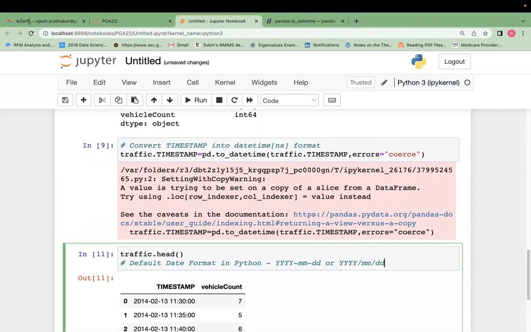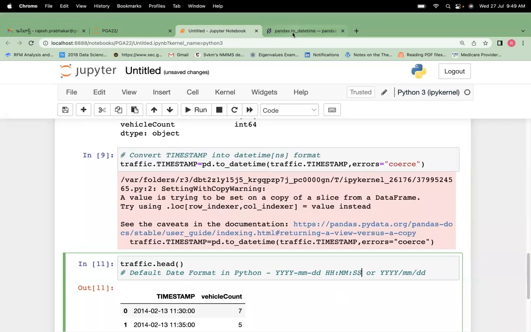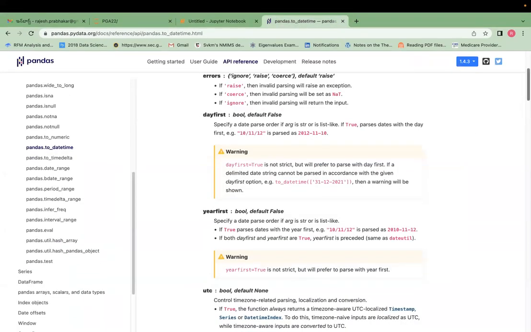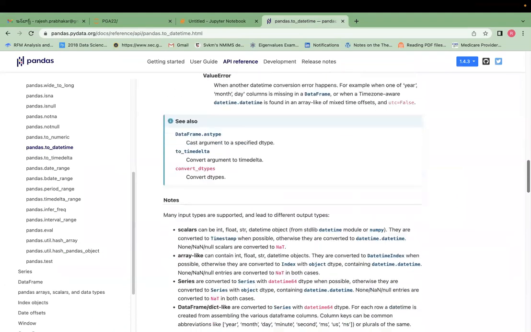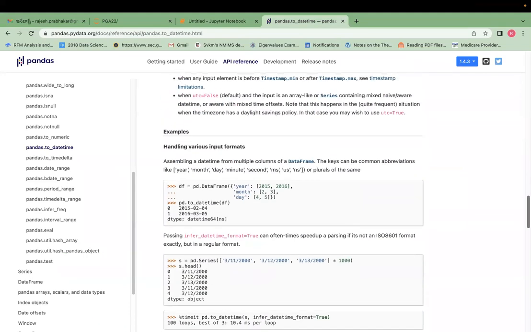Excel also has the same format, right? The time is HH colon mm colon ss: hours, minutes, and seconds. So this datetime function is very important. to_datetime is fully automated. It reads the datetime automatically. If it is not there, you can give your format also.